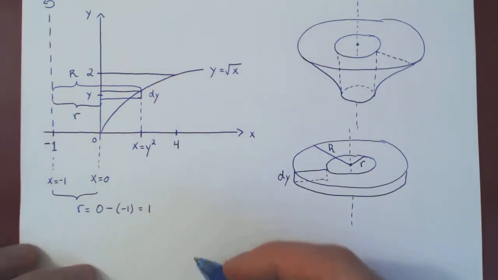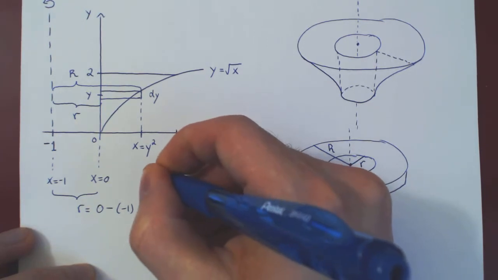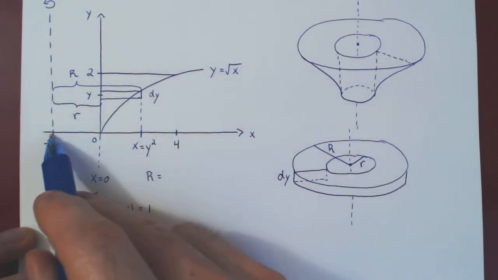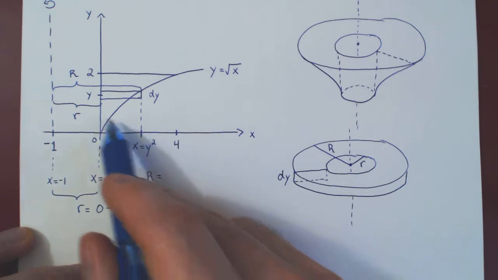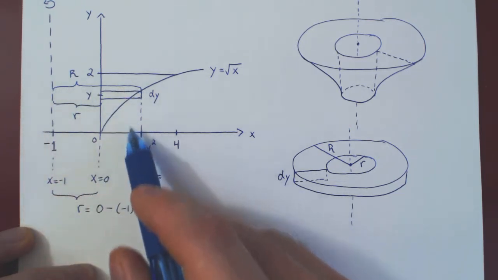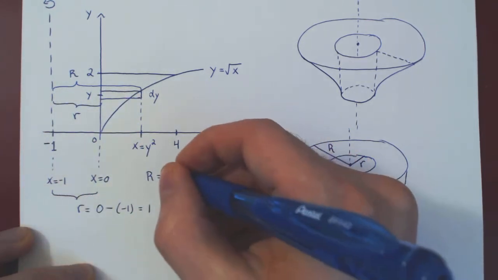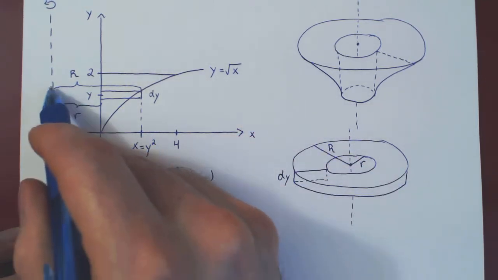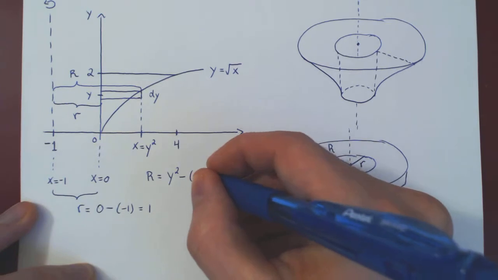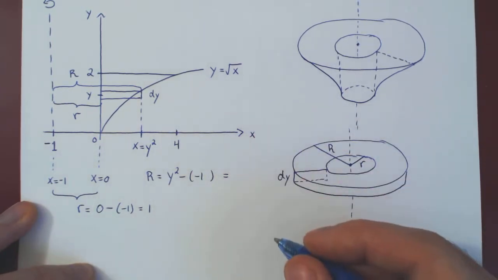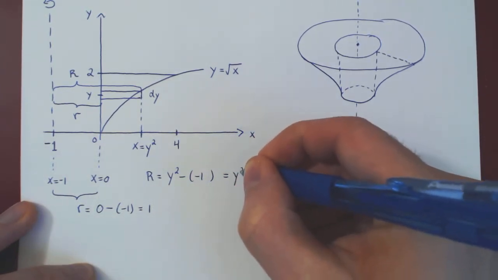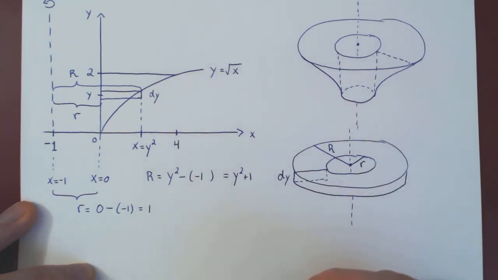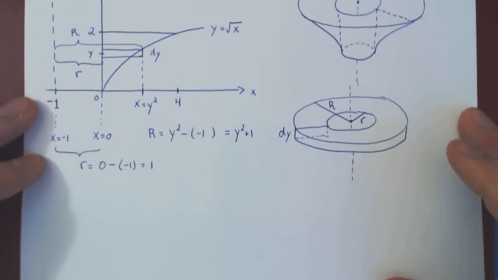And now we're good to go. The length of this segment is the larger radius. The bigger x value is y squared, minus the smaller x value, which is -1. So in the end, the larger radius is y squared plus 1. And now we're good to go, right?